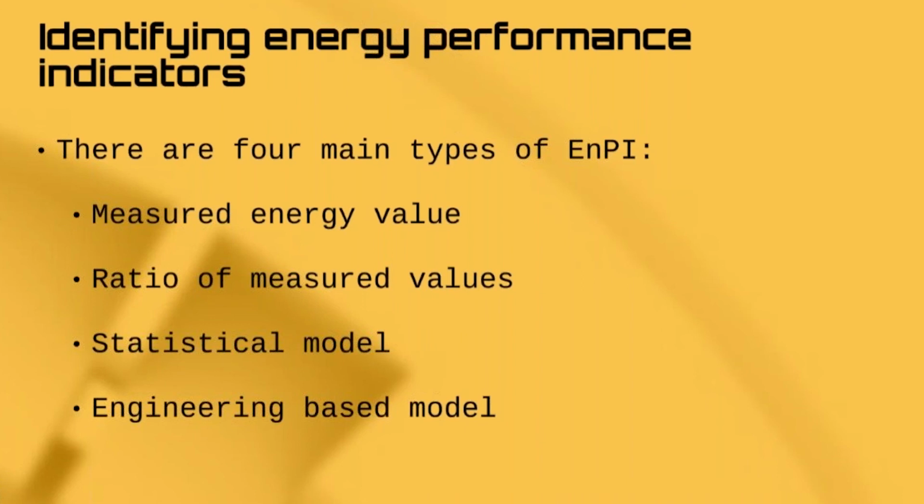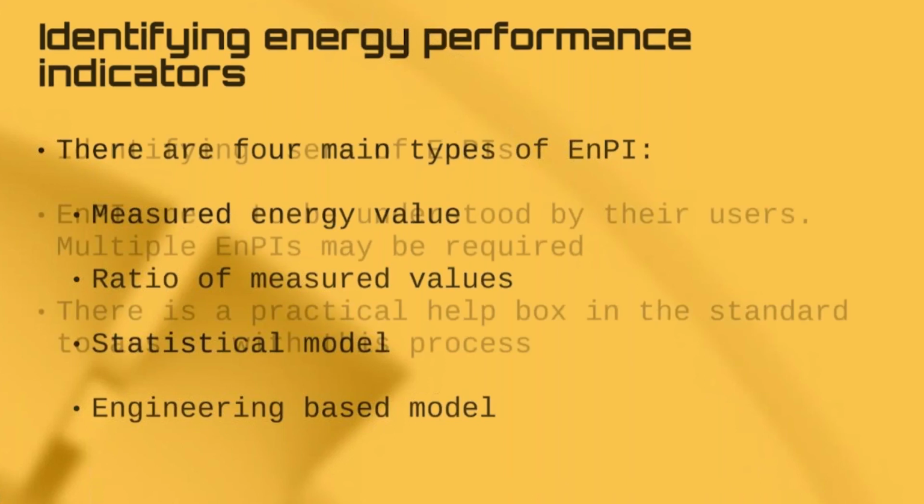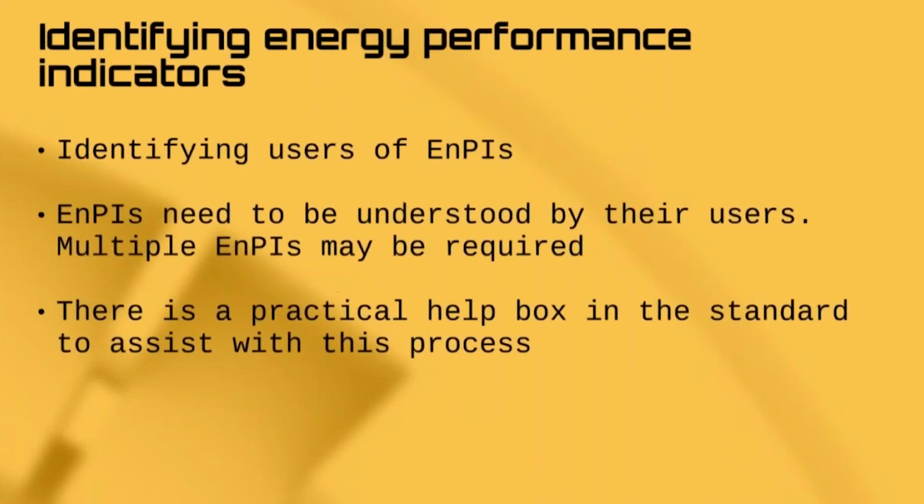The standard talks about four main types of energy performance indicator: measured energy values, ratio of measured values, statistical models, or engineering-based models. Most typically you'll be using the first two, but you may develop into the others later, depending on the complexity of your processes.